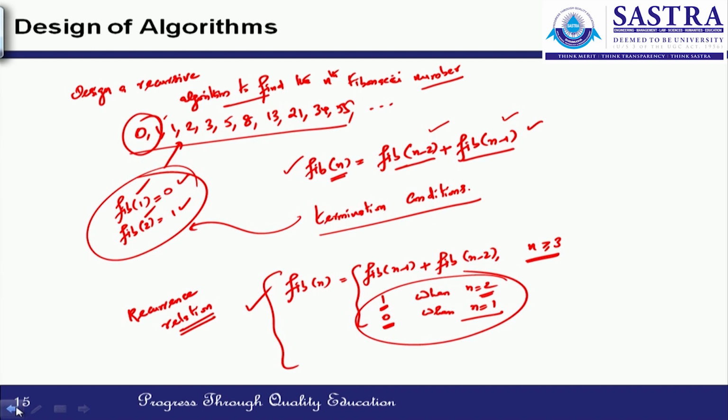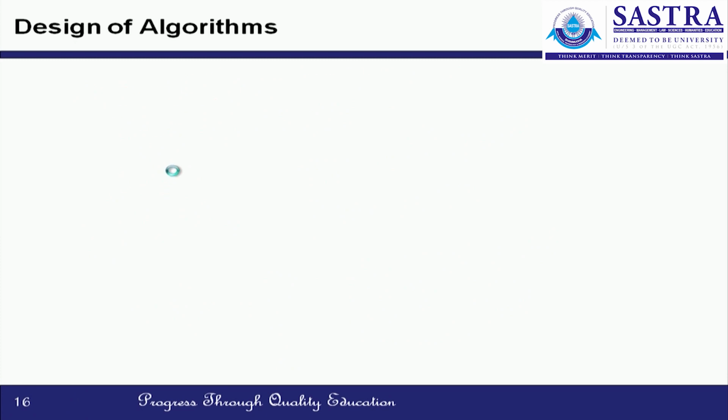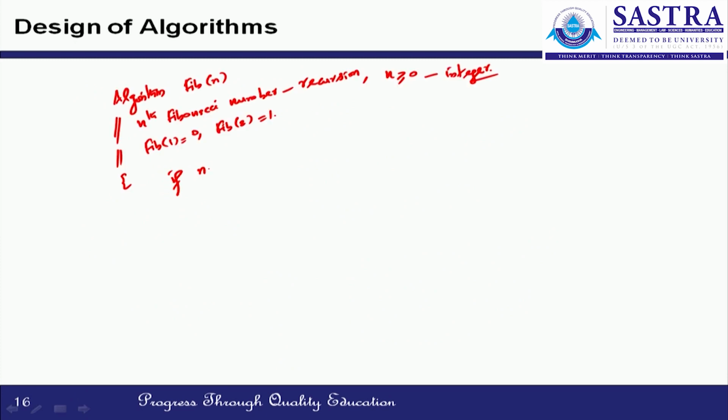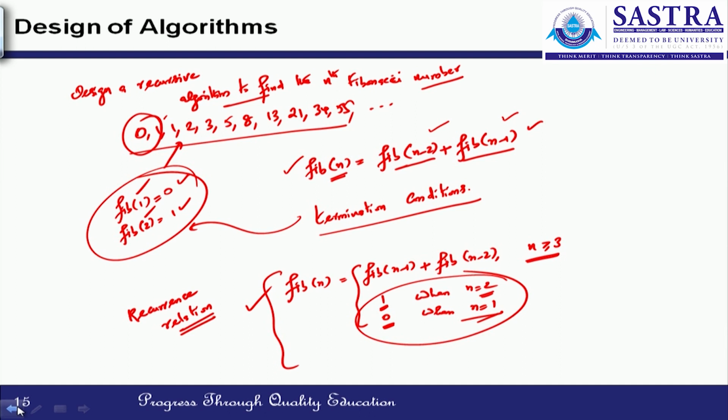Now writing the recurrence relation: if n is equal to 1, return 0. Else if n is equal to 2, then return 1. So these two equations are implemented. If n is equal to 1, return 0. If n is equal to 2, then return 1.